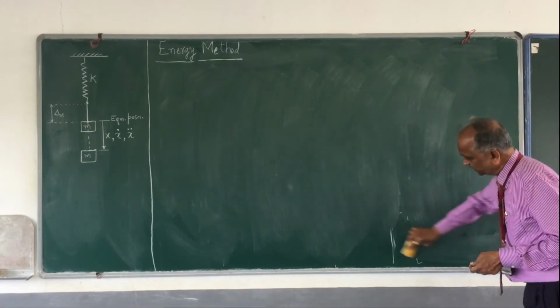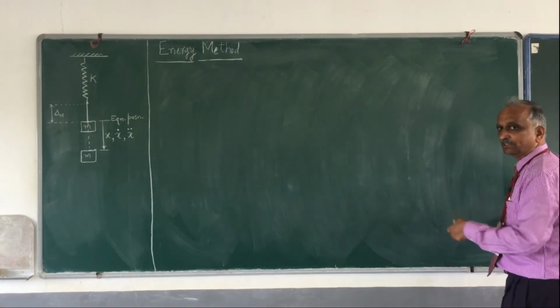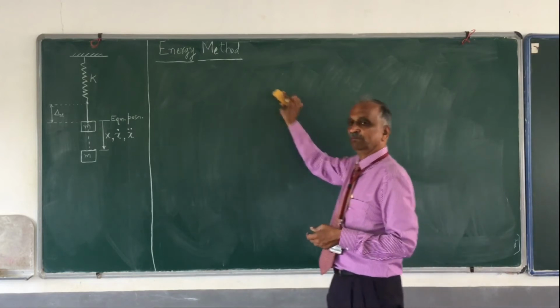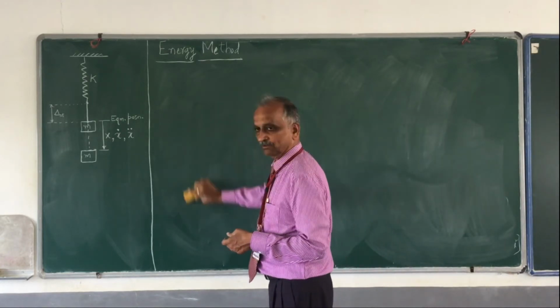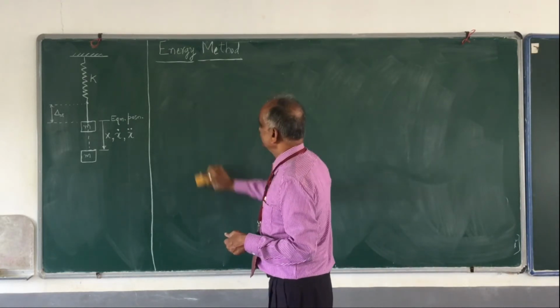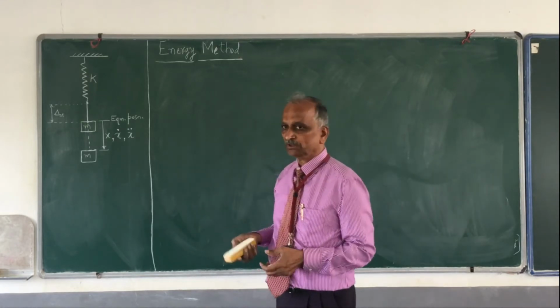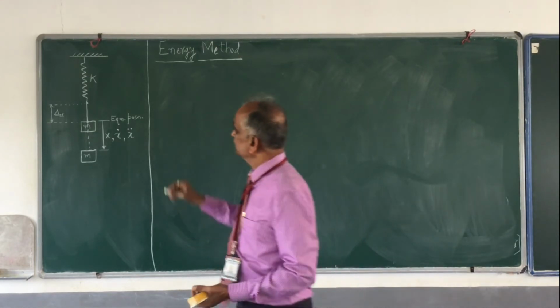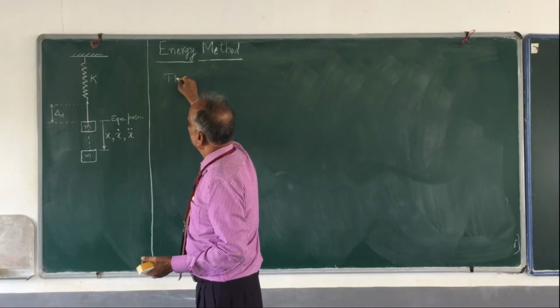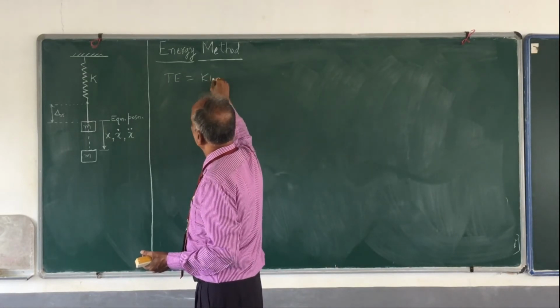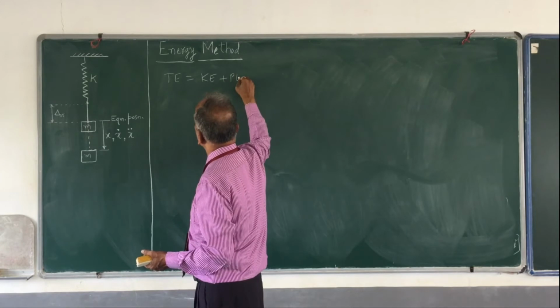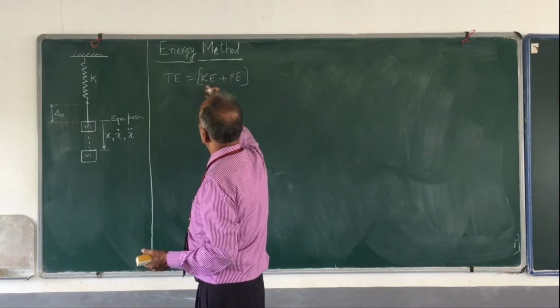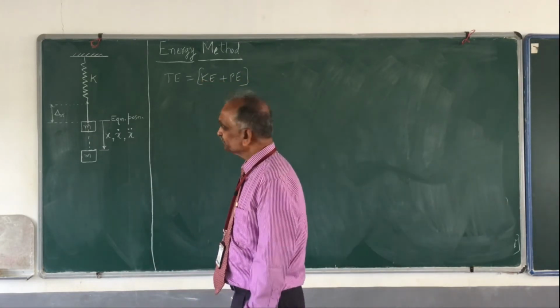So what are the different forms of kinetic energy in the system? Maybe translation, maybe rotation, okay, these two. Then potential energy, the change in the position, okay. So the total energy is equal to kinetic energy plus potential energy. Now I have expressions for these.